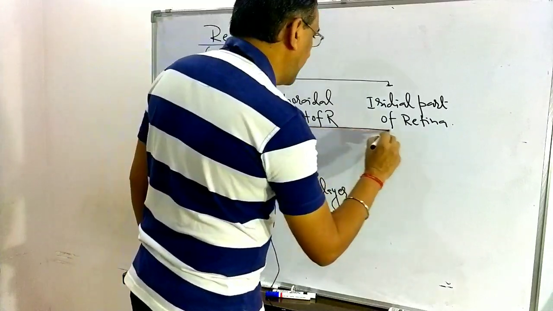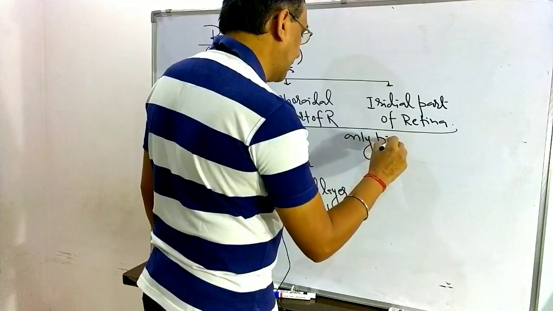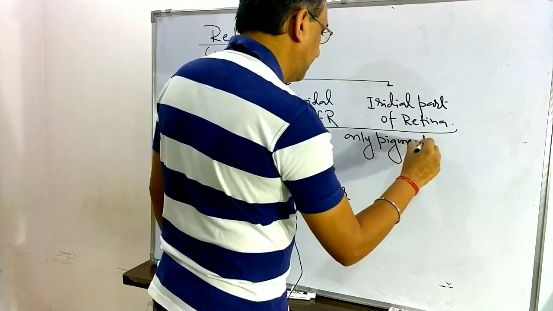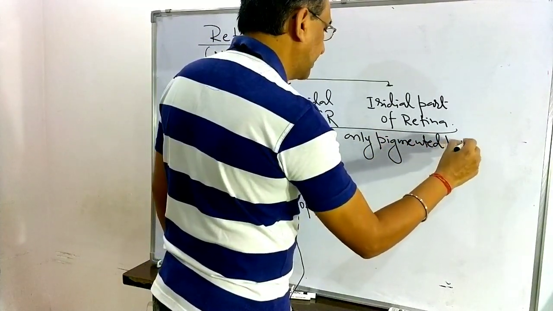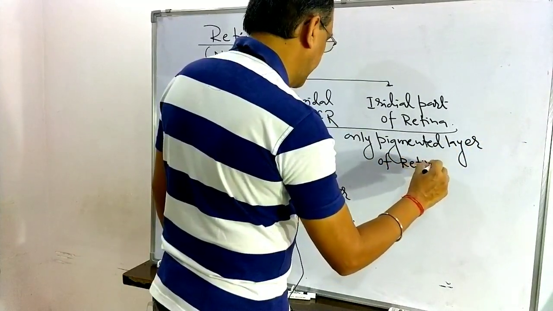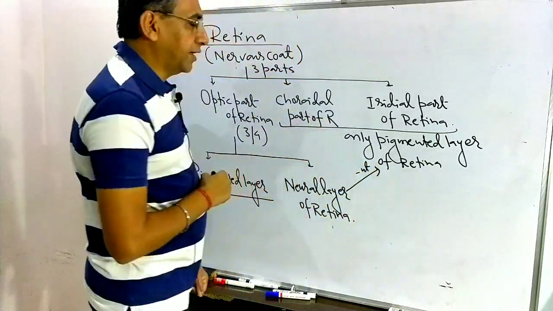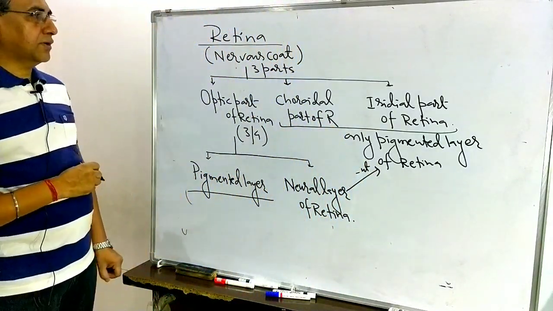In the choroidal part and iridial part, only the pigmented layer of retina is present. And what is absent? The neural layer is absent in the choroidal part and the iridial part of retina.